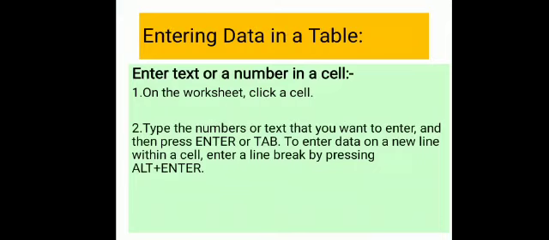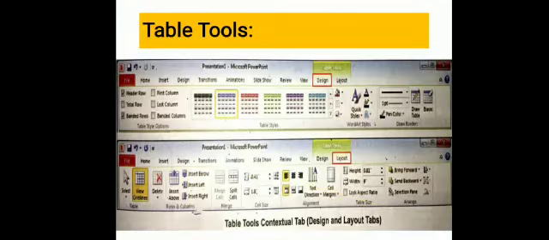Now suppose you want to insert a row or insert a column. So what is the method for inserting a row? Place the cursor in the cell where you want to insert. Then right-click the mouse button and select the Insert option. Then it will ask you to insert rows above or insert rows below. You have to select any of these options from the Layout tab. Okay.